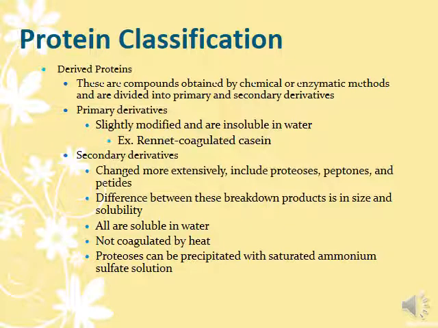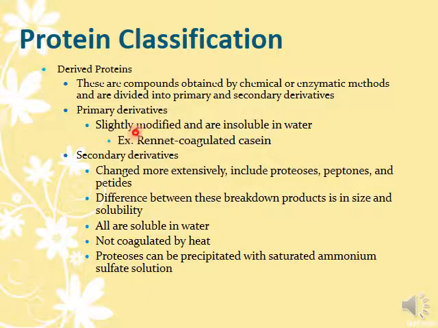So the third classification of protein is derived proteins. So what is derived protein? This type of protein is obtained by chemical or enzymatic methods, and this is further divided into either primary or secondary derivatives. So what are primary derivatives of a derived protein? These are slightly modified proteins which are insoluble in water. An example of these primary derivatives is rennet coagulated casein.